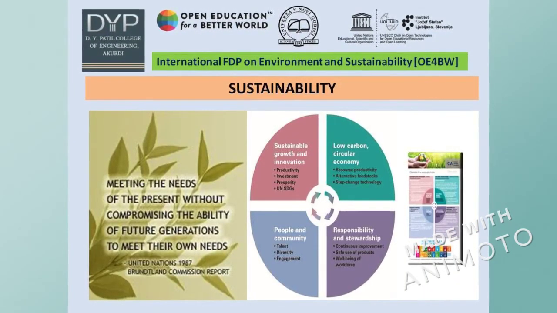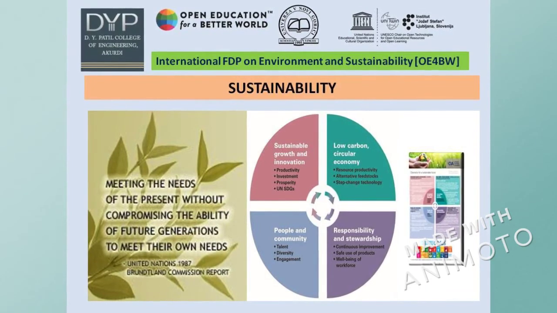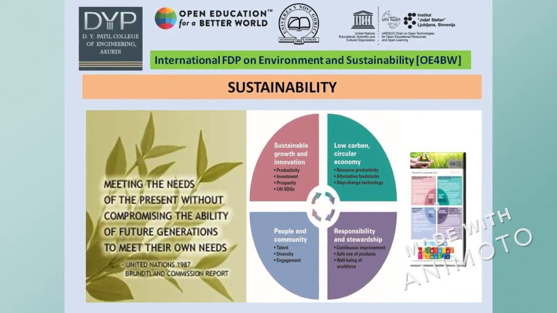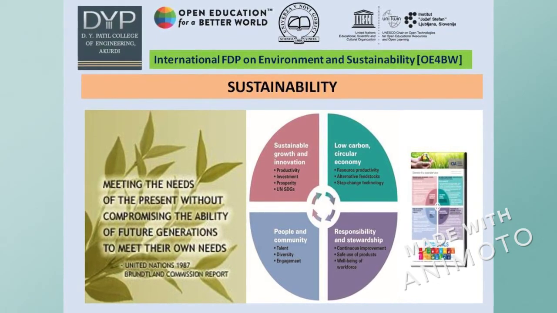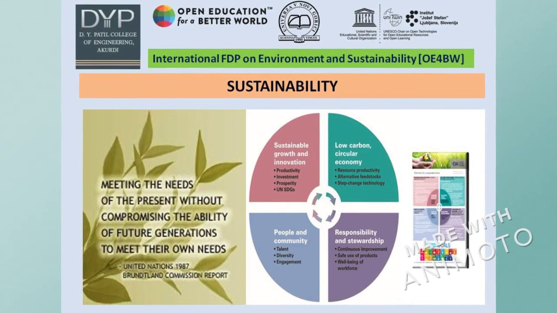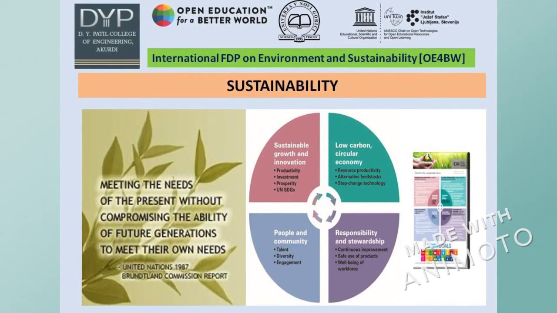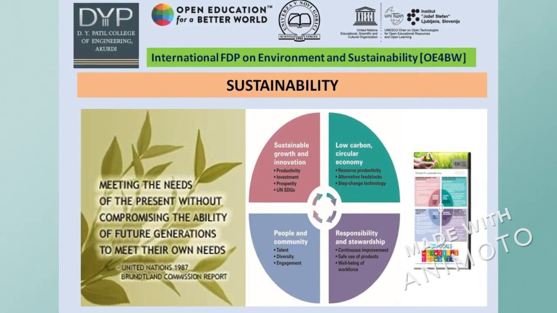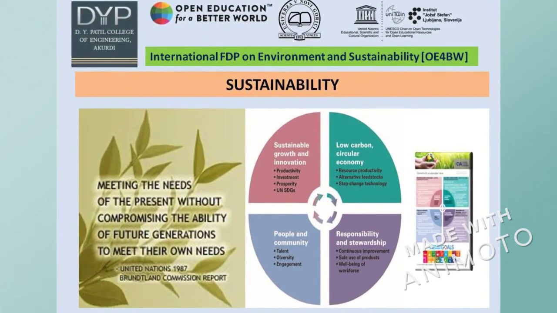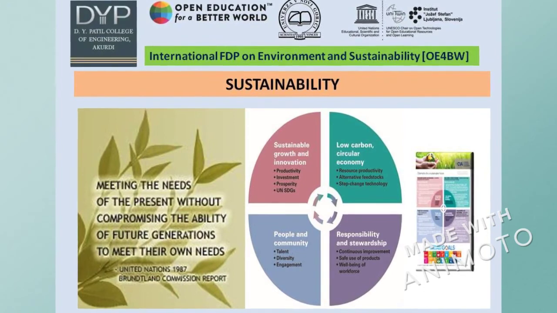Sustainability. According to the Brundtland Commission report of the United Nations in 1987, it means meeting the needs of the present without compromising the ability of future generations to meet their own needs. So sustainability is a cycle: sustainable growth and innovation, low carbon circular economy, responsibility and stewardship, people and community.